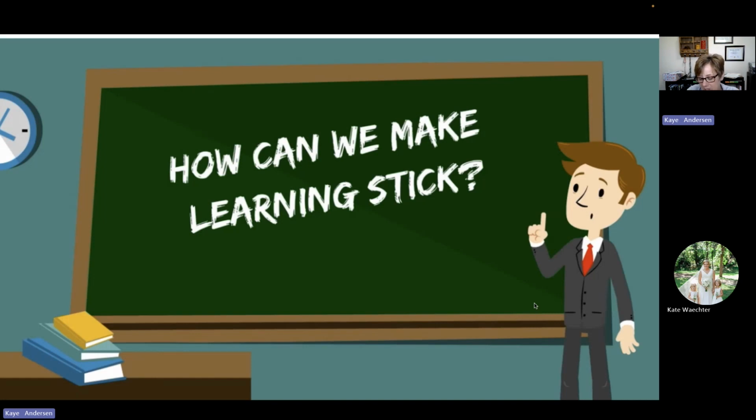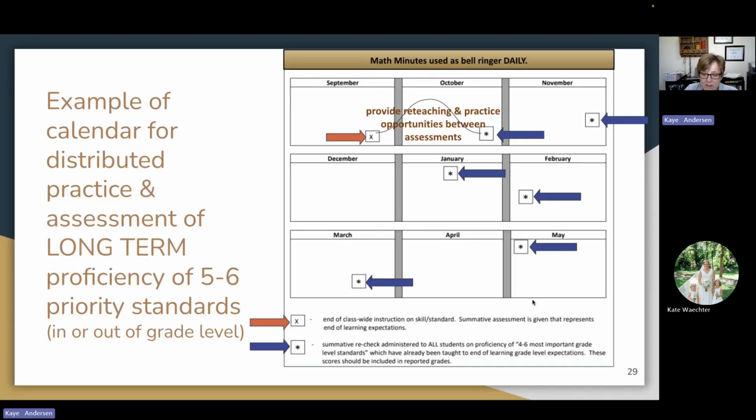So how can we make learning stick? Well, here's an example of what a distributed practice and assessment of long-term priority standards might look like. So this red arrow points to the X. The X represents end of class-wide instruction on that standard or skill. Summative assessment has been given that represents the end of learning expectations.